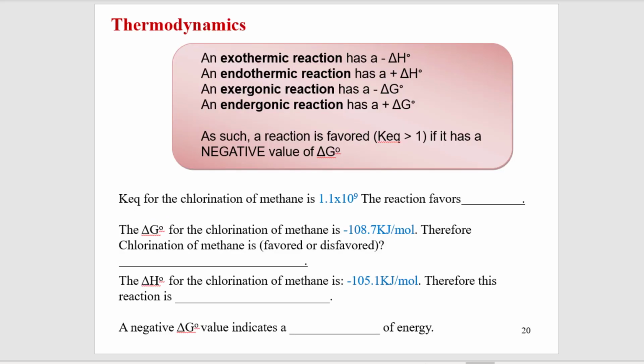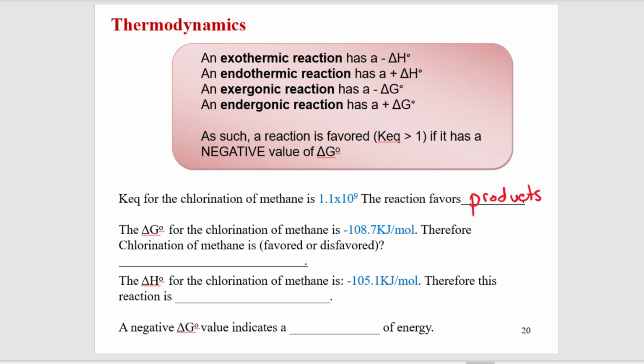Let's go back to our chlorination of methane. Now, I'm giving you these numbers, right? You can't just pluck these out of thin air. These are all determined experimentally. The KEQ for the chlorination of methane is 1.1 times 10 to the 9. Okay, so you have a number that's greater than 1, so I know that the reaction favors the products. So for this equilibrium reaction, it's favoring the products. And look at the number, it's huge.